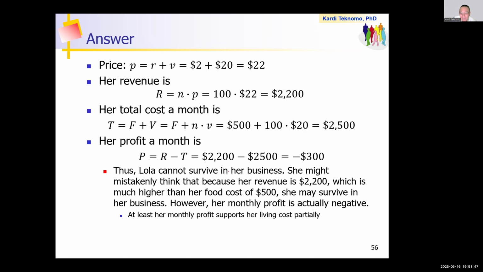Why? Because she mistakenly thinks that the revenue is big, much higher than my cost, 500, so I will survive in business. No, actually you are subsidizing. The monthly profit is actually negative. On the positive side, at least her monthly profit supports her living cost partially. But in terms of business, this is not profitable. I hope you understand.